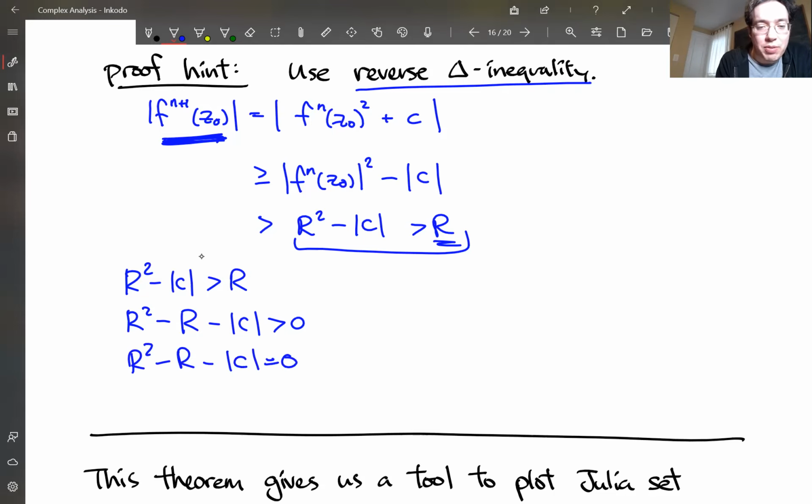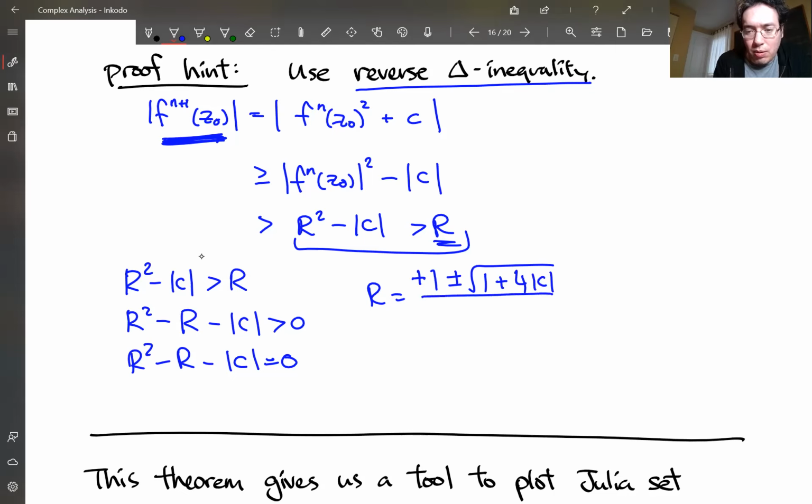We can use the quadratic formula. So minus b, and the coefficient of our term is -1, so plus 1, plus or minus the root of b squared, which is 1, minus 4 times 1 times negative modulus of c, all over 2.